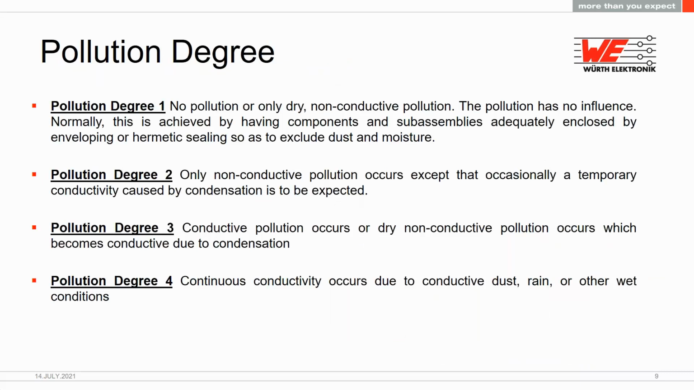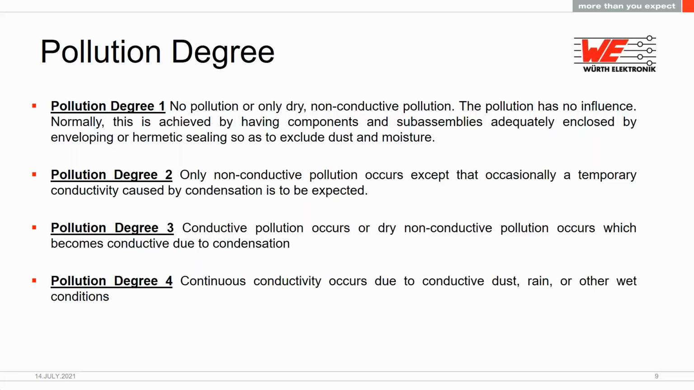The pollution degree is the next piece of information to understand. This is dictated by the pollutants possible in the environment where the end application will be operated. The pollution degrees are defined by numbers 1 through 4 as shown on the screen. Pollution degree 1 describes an environment free of conductive pollutants. This is very difficult to achieve. From the transformer perspective, it often means we need to vacuum pot the entire transformer to rid the inside of the coil even of any kind of air pockets or anything that could potentially be seen as a contaminant.